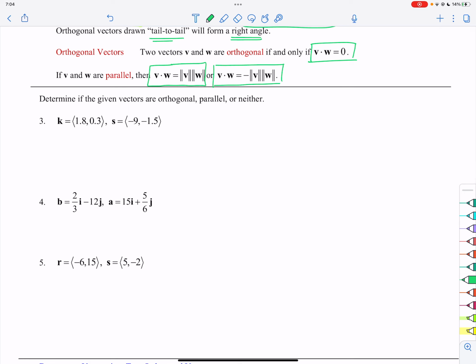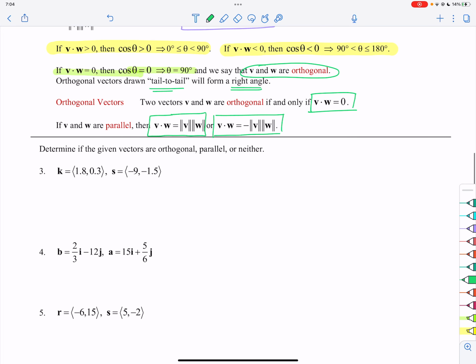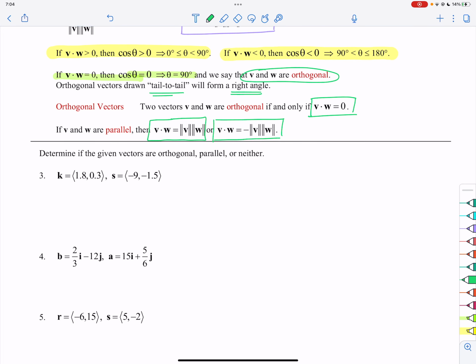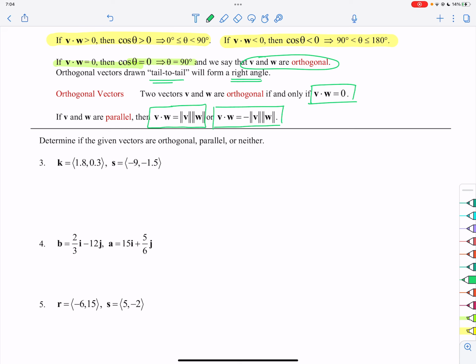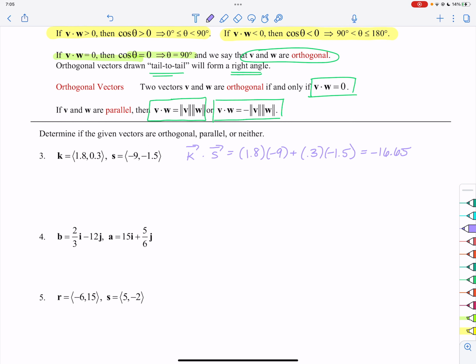So let's see if these given vectors are orthogonal, parallel, or neither, okay? So let's go ahead and look at number 3. In number 3, we can go ahead and find the dot product of vector k and s, and that's going to be 1.8 times -9 plus 0.3 times -1.5, and we'll come up with -16.65.